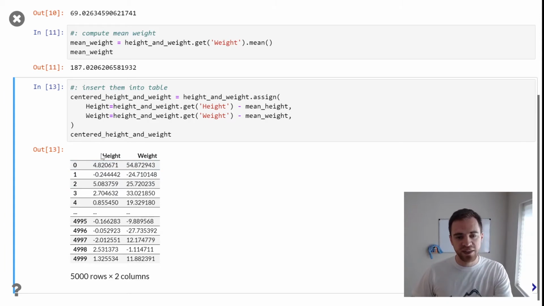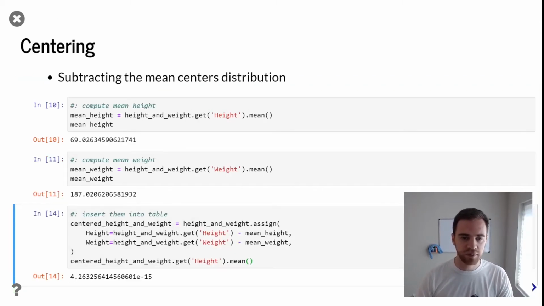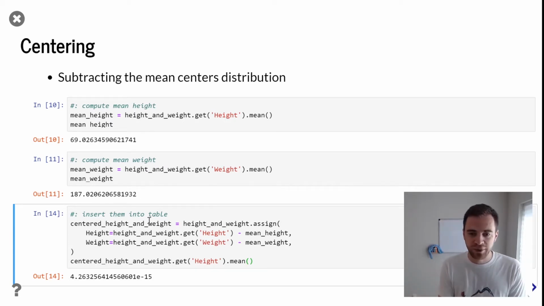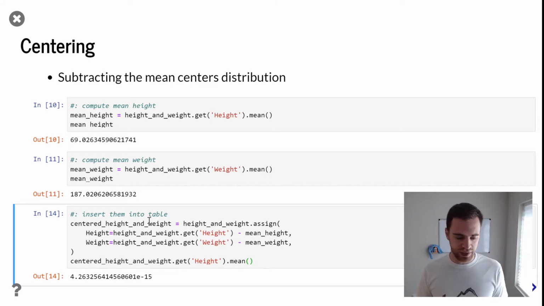If I go back and take the mean of the height column, guess what you're going to get? I get some number which is very, very close to 0. Mathematically, it should be 0, but remember we have some precision errors whenever we're calculating with floating point numbers. They have limited precision, which means this is essentially 0. It's not exactly equal to 0, but it should be.